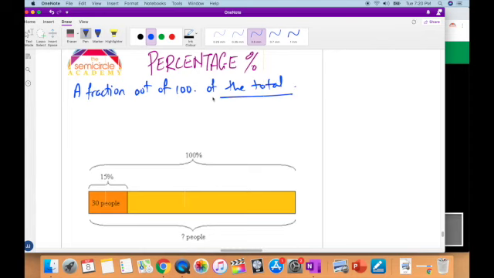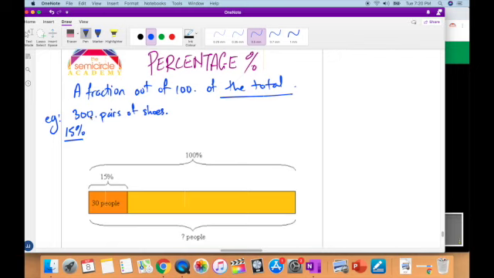Right? So the total is 100. But at the end of the day, let's say an example is if I have, say, 300 pairs of shoes, right? 300 pairs of shoes. And Caitlin is a renowned shoe thief. So Caitlin came and stole 15% of my shoes. How many shoes did Caitlin steal?